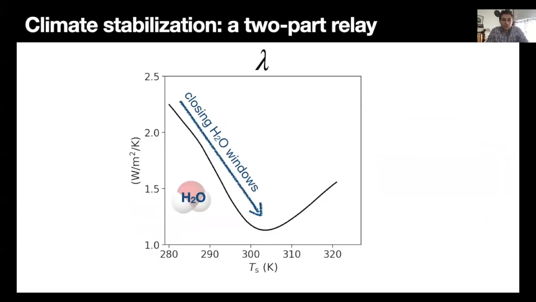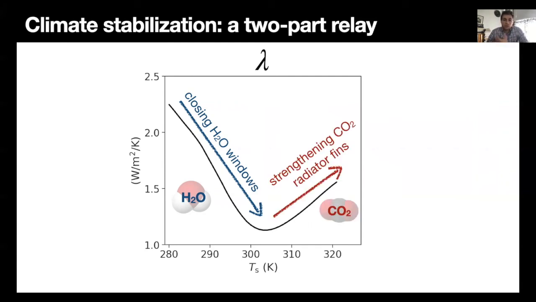So we see that the minimum in the feedback parameter, and therefore the peak in the ECS, really occurs at a handoff point between two different ways of stabilizing the climate. At lower surface temperature, you have the H2O windows, which are closing as surface temperature warms and they're running out of steam. And then the CO2 radiator fins are ramping up to full strength. And it's the handoff point between these two processes that gives you the minimum in the feedback parameter.